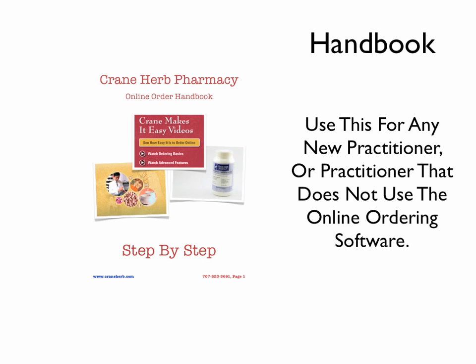This first page is called Handbook. It's the Crane Herb Pharmacy Online Order Handbook, and inside there's a step-by-step guide that shows people on paper form how to add a patient and search for products and compare products and do a symptoms search, and then a little bit of how to do the custom pharmacy piece. So this is a great piece for you to send out to any new practitioner or practitioners that aren't currently using the online ordering software.